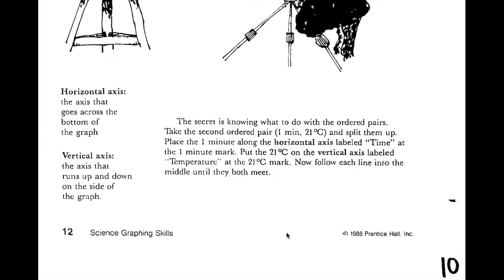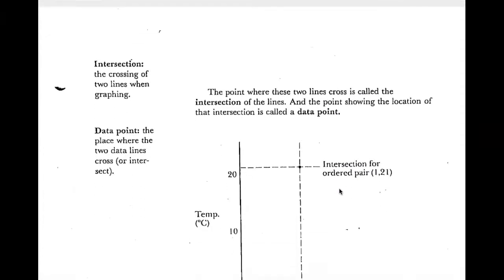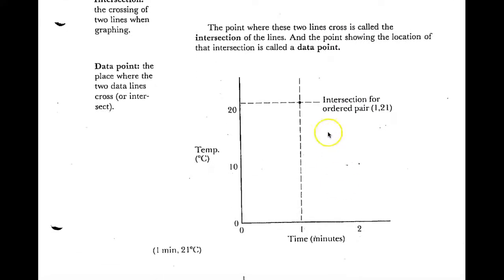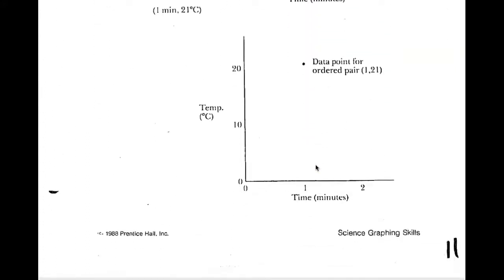The secret is knowing what to do with the ordered pairs. Take the ordered pair of 1, 21 and split them up. Place the 1 on the horizontal axis. The 1 means horizontal, means you go across, and then you go up, over and up every single time. The first number goes over, second number goes up. The point where these two lines intersect is called an intersection. Okay, we went over and then up 20, and we make a dot. And then as you do all of those ordered pairs, you connect the dots at the end.